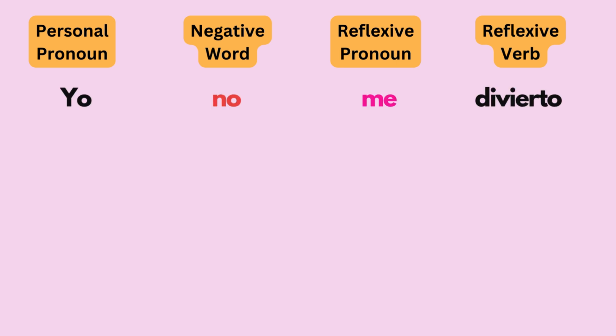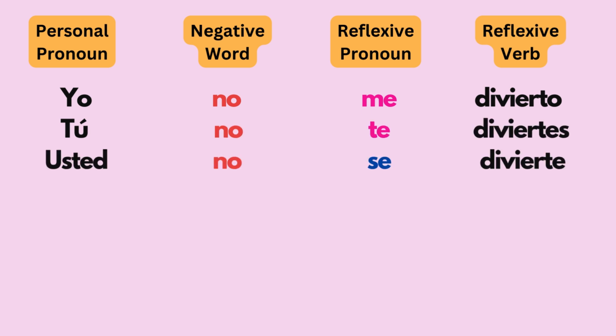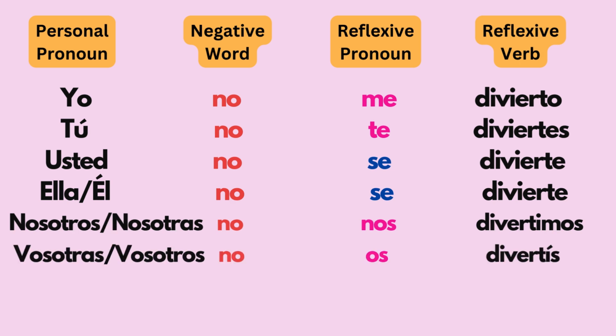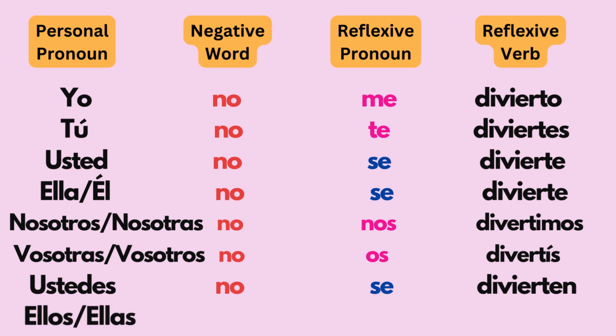Yo no me divierto. Tú no te diviertes. Usted no se divierte. Ella, él no se divierte. Nosotros, nosotras no nos divertimos. Vosotras, vosotros no os divertís. Ustedes no se divierten. Ellos, ellas no se divierten.